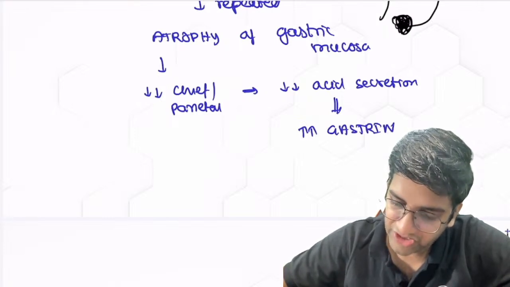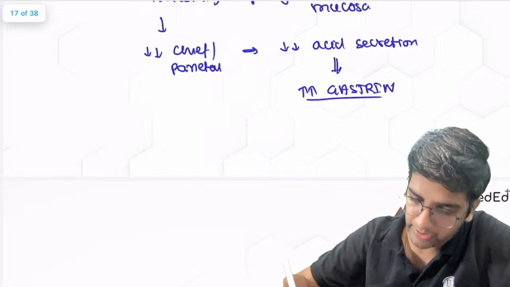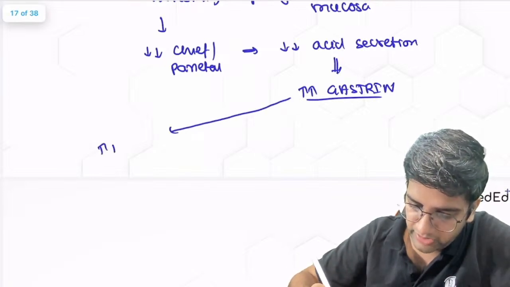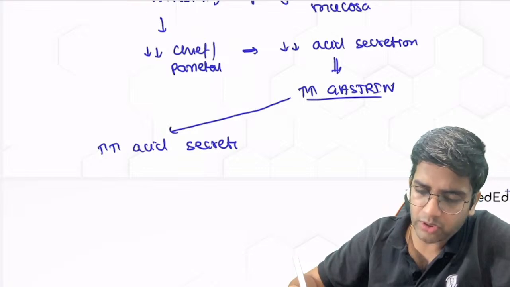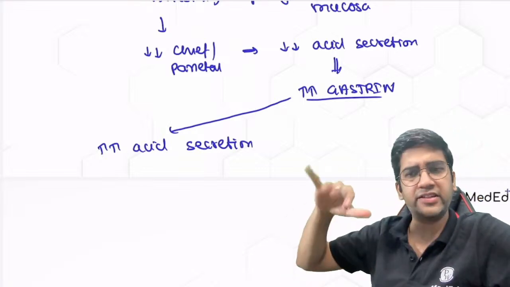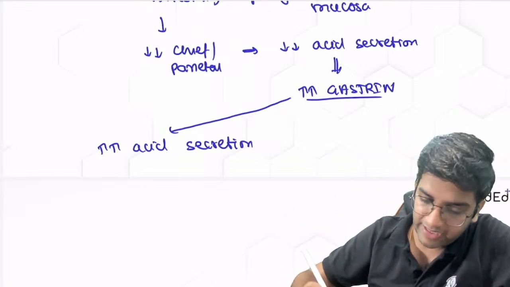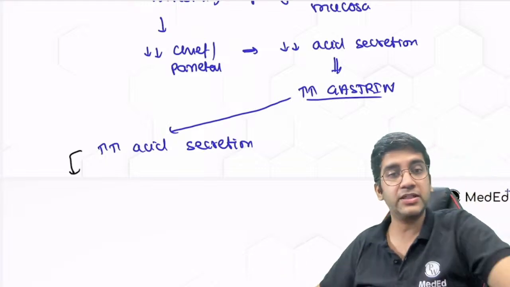So gastrin, or the G cells, when it's increased, this will increase acid. It's a feedback mechanism, that's all. Whenever it's reduced, it automatically increases. That's what happens. And this increased acid secretion, can it cause peptic ulcer?